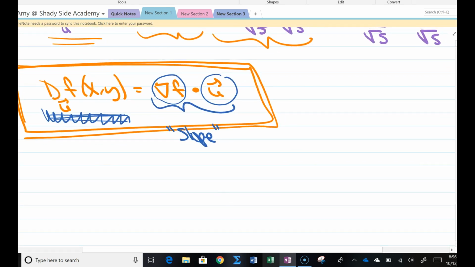Before I have you cogitate on that in your little groups, I want to remind you of our old friend from back in the day. Cosine of theta equals v dot w over the magnitude of v times the magnitude of w. And maybe you'll look at that. So again, the question is, is there a relationship between the angle between these two vectors and the maximum possible value of this directional derivative?